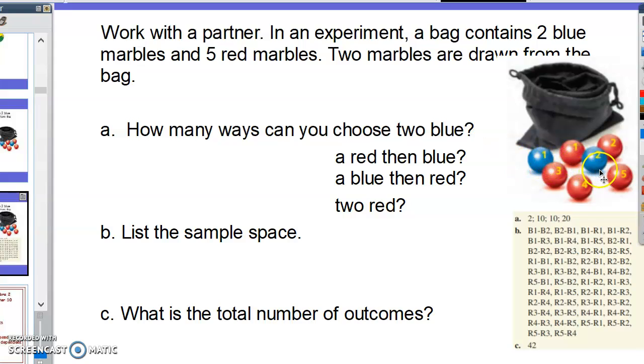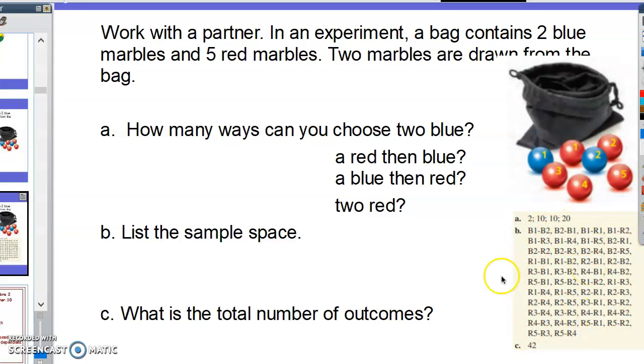So on problem A, how many ways can you choose 2 blue marbles? Well, there's really only 2 ways to pull 2 blue marbles out. How many ways can you choose a red and then a blue? There are 10 ways that you can do that, and we'll look down here in a moment. How many ways can you choose a blue followed by a red? And we will look down here at the sample space to verify that that is 10. And finally, how many ways can you choose 2 red marbles? And we would look down here.